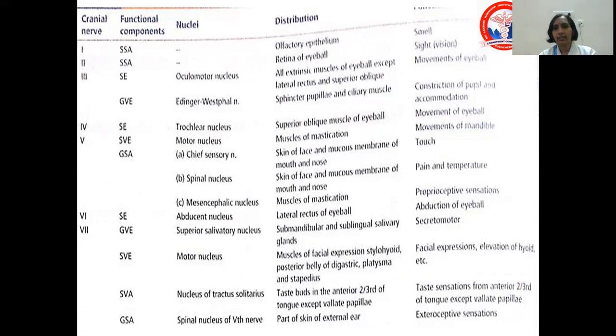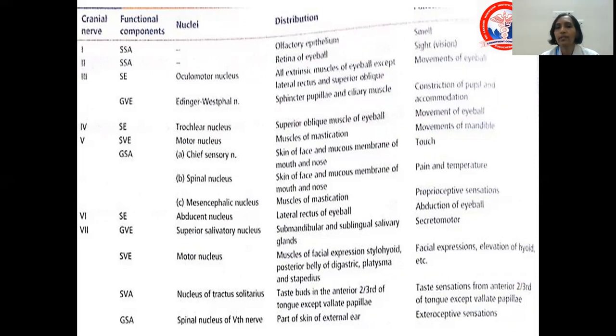Then the seventh cranial nerve. Seventh is a mixed cranial nerve. The facial nerve has general visceral efferent. The parasympathetic component of the nerve arises from the superior salivatory nucleus. The fibers are secretomotor. They relay in the submandibular ganglion and supply the submandibular and sublingual salivary glands.